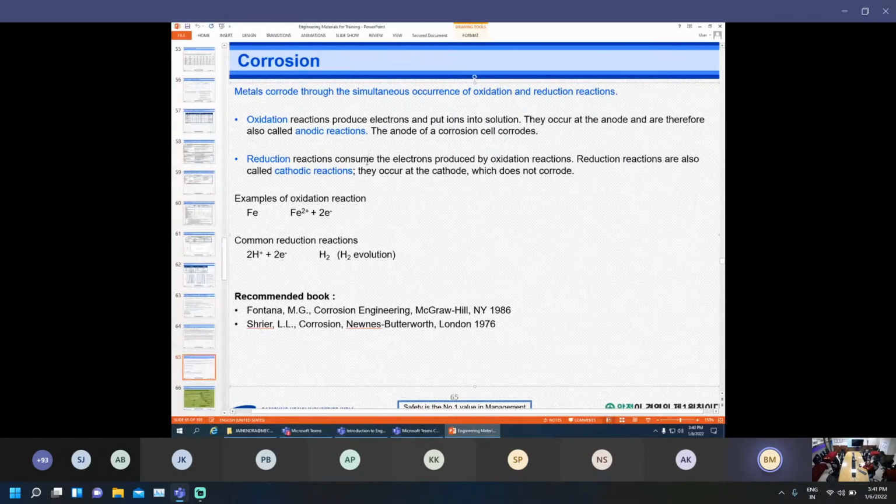Oxidation and reduction reaction, you must be knowing: suppose two electrons are added, that is oxidation, and if H2 is evolved, it is a reduction process. There are two books, a very good book by Fontana, and one by McCrory, and Cyril LL Corrosion. It is also a very good book. It is an old book.